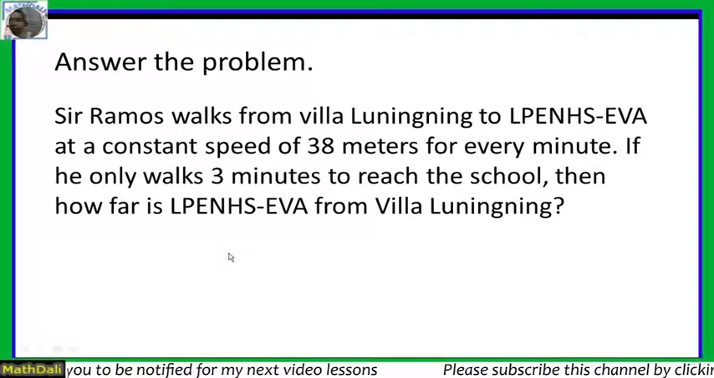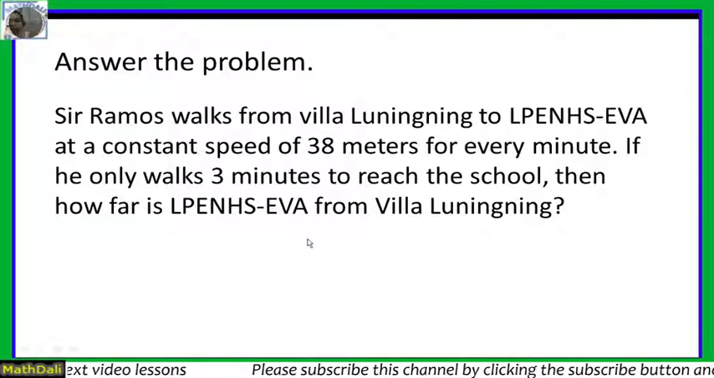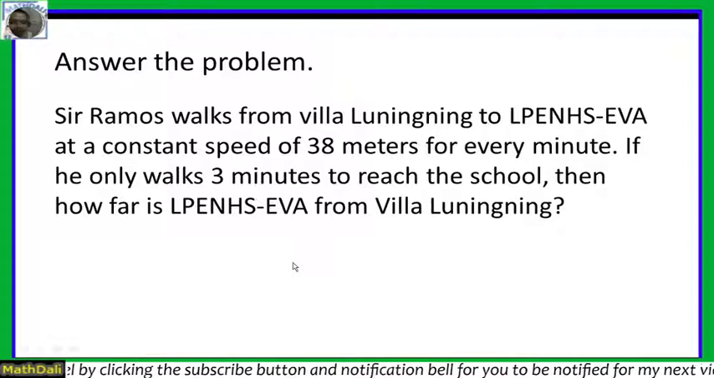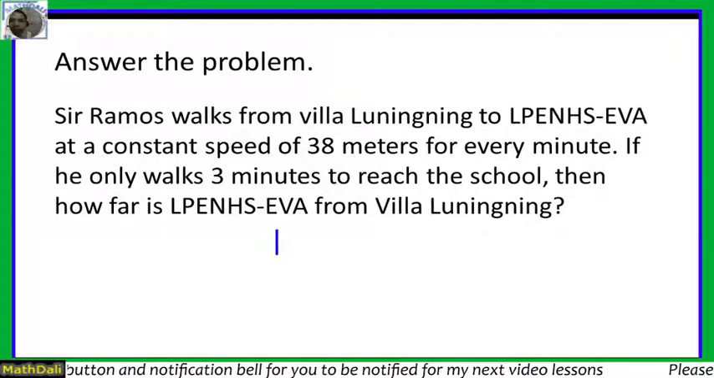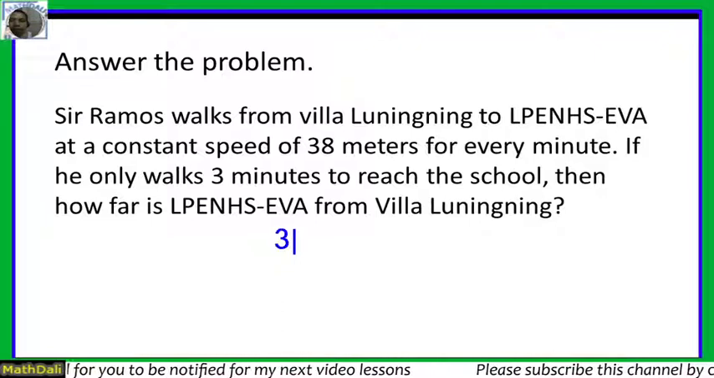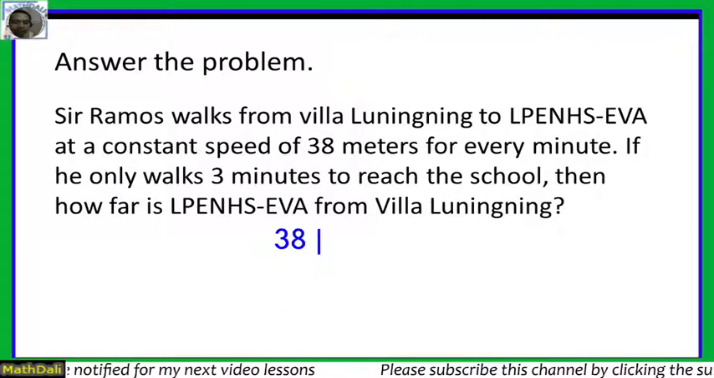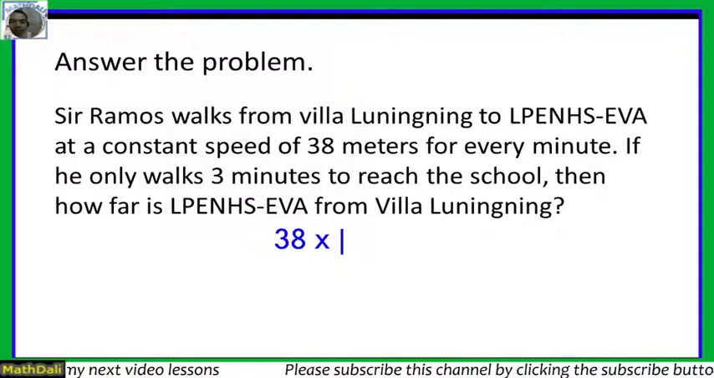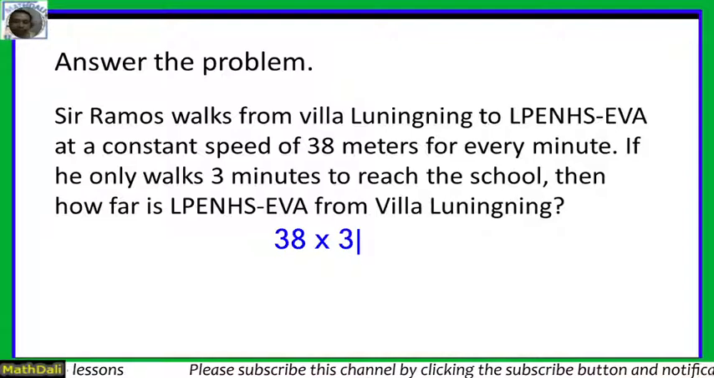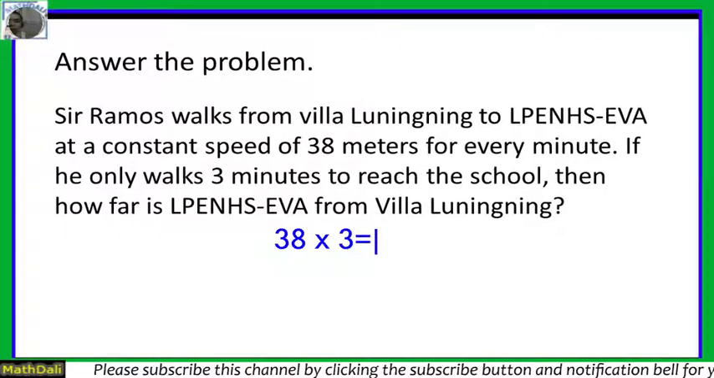Ang constant speed ko ay 38 every minute. Sa loob ng 1 minuto, meron na akong 38 meters na nilakad. Okay, so paano ba ito sagutan? Gagamitin natin dito yung multiplication kasi after 3 minutes, nare-reach ko yung school. Tanong dyan, gaano kalayo? So we have 38 yung speed ko. Multiply ko yan sa ilang minuto ko nilalakad yan. That is 3. And that will be equal to, parehas silang positive.